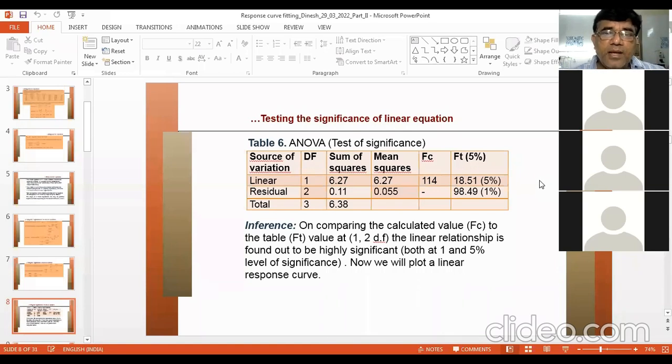So on comparing the calculated value to the table value at 1 and 2 degrees of freedom, the linear relationship is found to be highly significant because it is significant both at 1% and 5% level of significance.